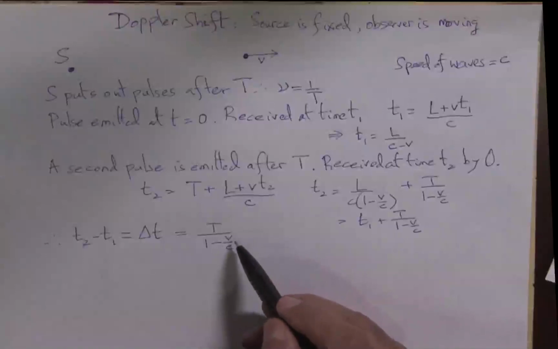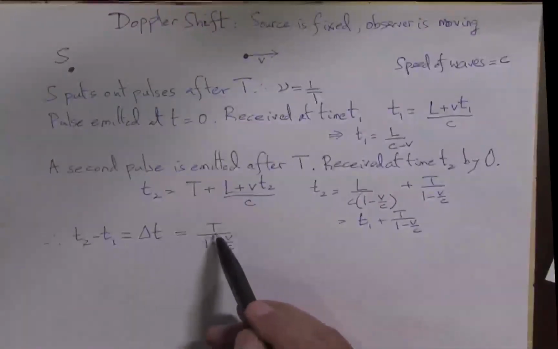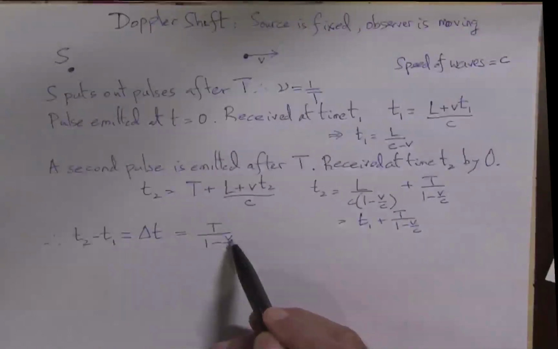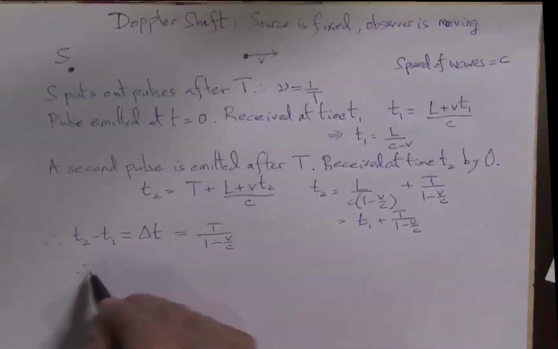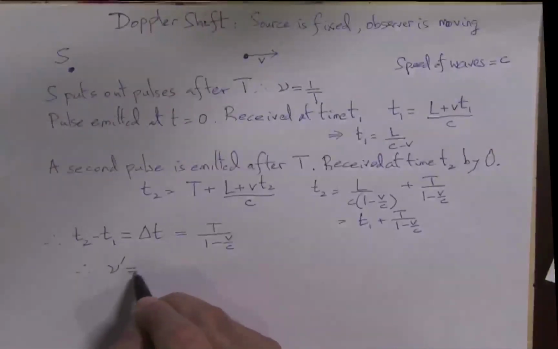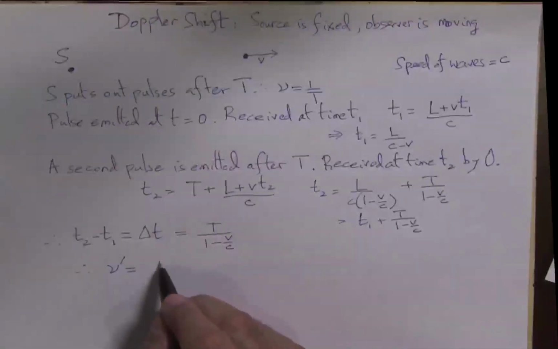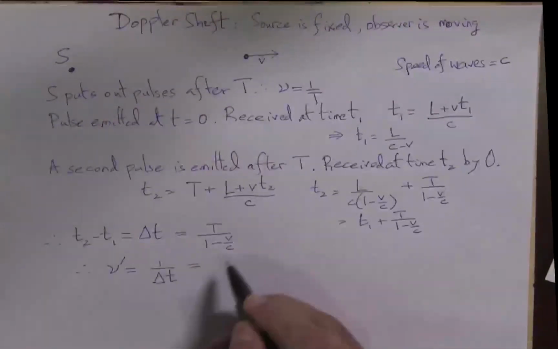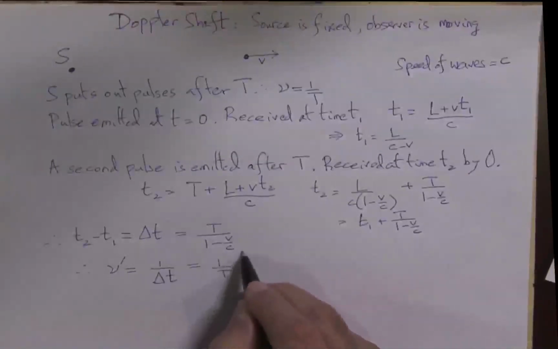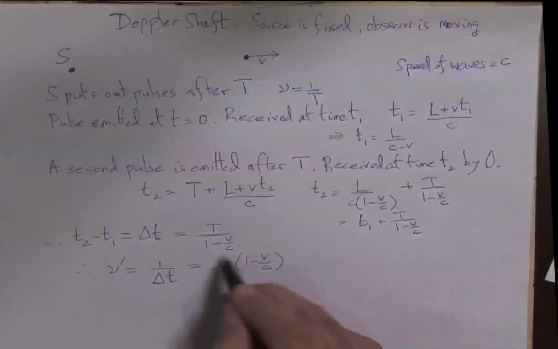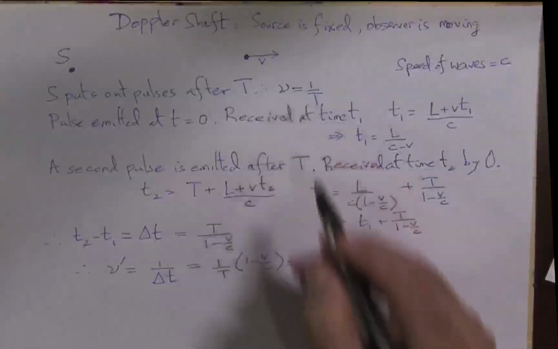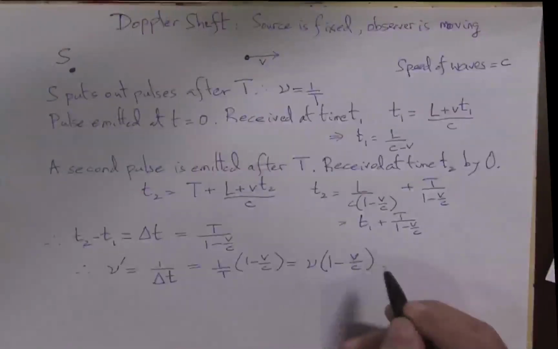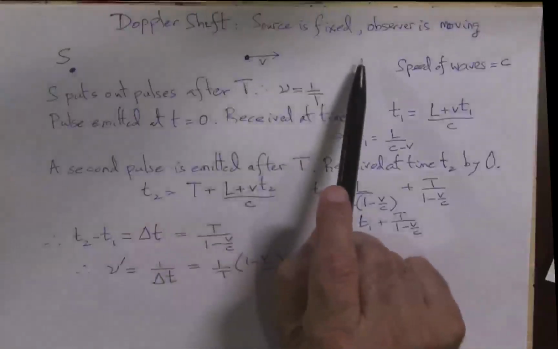Now notice that if v had been 0, then of course delta t would have been equal to the time period t itself. But now it's going to be greater if v is positive. So therefore, the received frequency, I'm going to call it nu prime, is now 1 over the difference in the times of reception of the two pulses, and this is now 1 over t into 1 minus v over c. But this 1 over t is exactly this thing, nu over here. And so what we've achieved is the Doppler shift formula, where the observer is running away from the source.